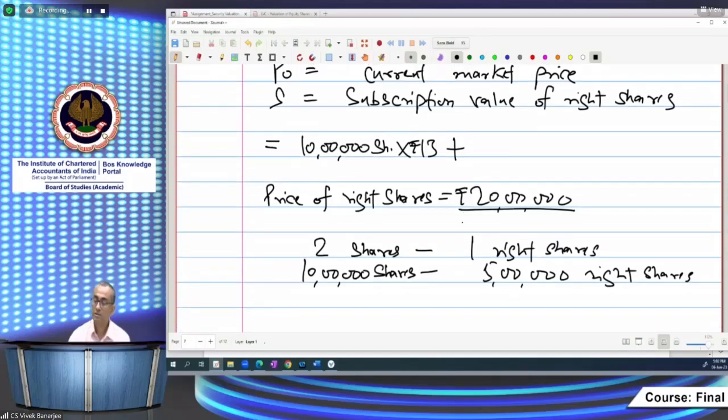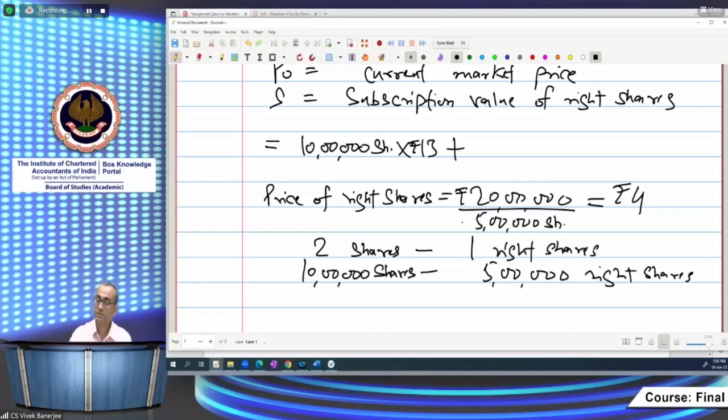So what will be the price of the right shares? It will be the total amount divided by the number of right shares. So 20 lakh upon 5 lakh is equal to 4. The price of a right share is rupees 4. By simple calculation, for 2 shares, 1 right share; for 10 lakh shares, 5 lakh right shares. The total amount to be raised by the company by way of right issue is 20 lakh, number of shares 5 lakh, so 20 lakh divided by 5 lakh is 4.